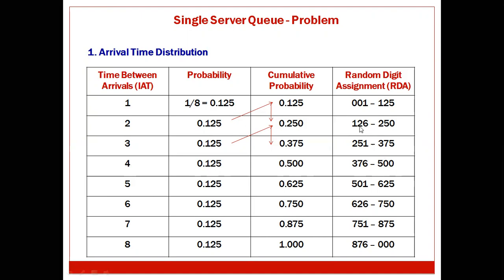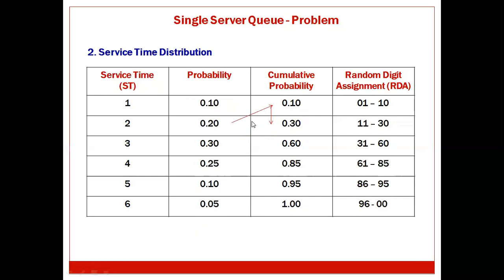So the next one will be the range 126 to 0.250, we can make it 250. The next one will be 251 to 375, and then the next one will be 376 to 500. The next ones will go till 625, 750, 875. The next one will be 876 to, you don't have to write 1000 here, you can just make it 000, because we started with 1, we will end with 0 here.